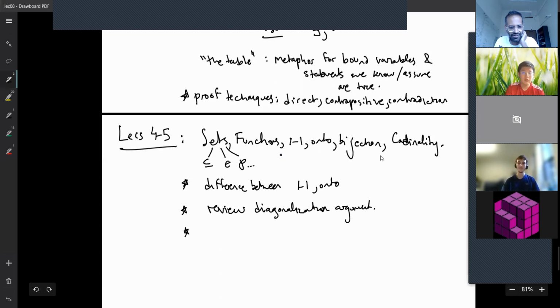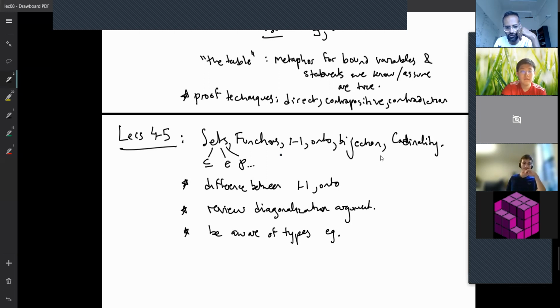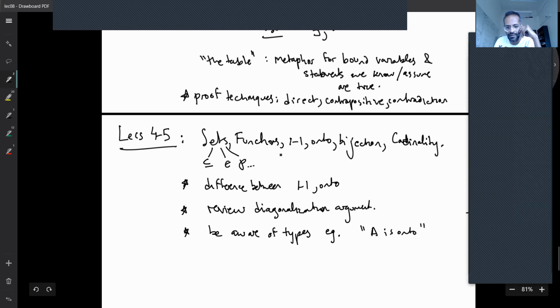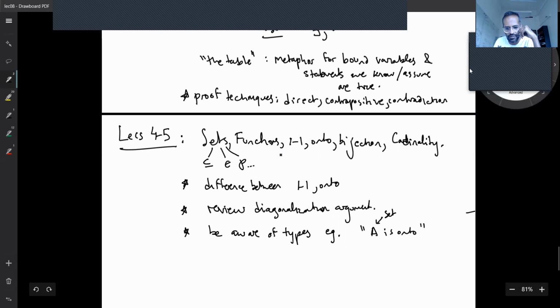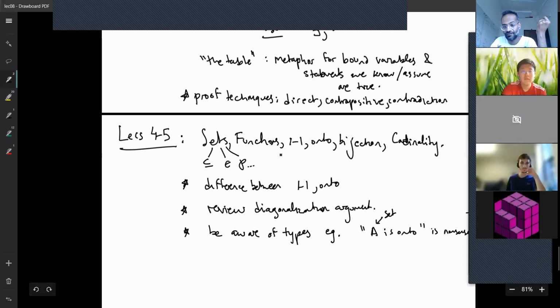And then finally, a very important thing, which I've also noticed in quizzes and homeworks, is to be aware of the different types of objects, right? So for example, if you say something like a set is onto, this doesn't make sense, right? It's nonsense. So it'll help you keep everything in order that whenever you write down a symbol, be aware of how it's quantified, be aware of its type.